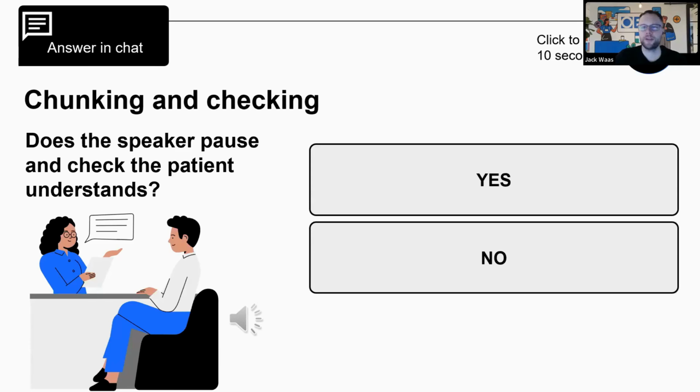Okay, so what do you think here? Does the speaker pause and check that the patient is understanding? What do we think here?